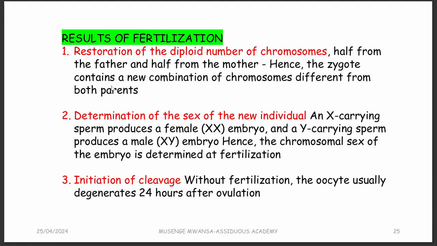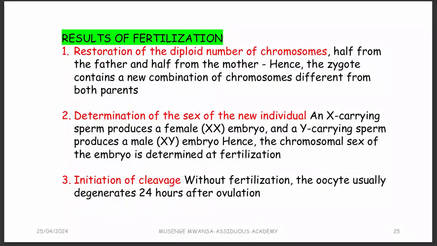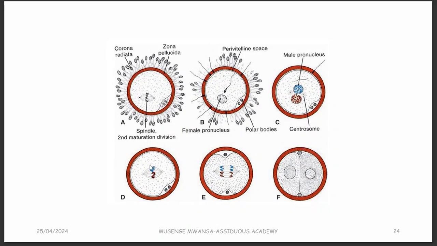And one important result of fertilization is the initiation of cleavage. Without fertilization, the oocyte will die within 24 hours. But after fertilization has happened, cleavage happens. What is cleavage? Cleavage is where the female pronucleus and the male pronucleus come together, and then there's a division, and you have formed two cells. That is known as the two-cell stage.